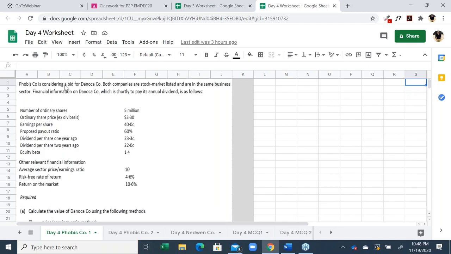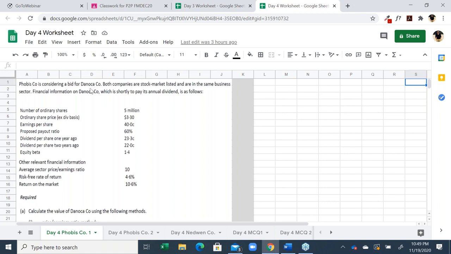Forbes company is considering a bid for Denoka company, and both companies are stock market listed and are in the same business sector. And financial information for Denoka company, which is shortly to pay its annual dividend, is as follows. Now, it's a very interesting question. Forbes is considering a bid for Denoka company, so definitely it will be looking to value the Denoka company.